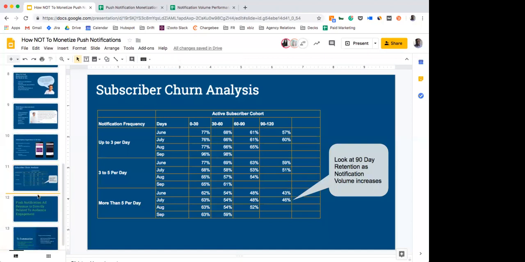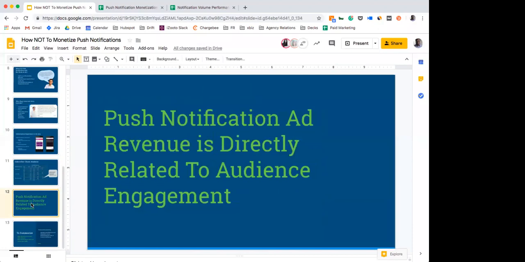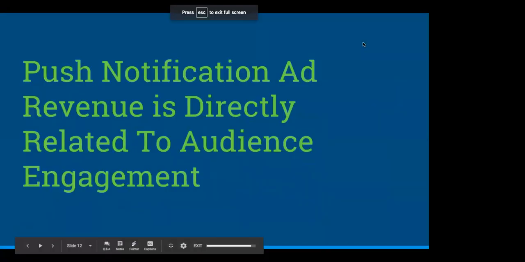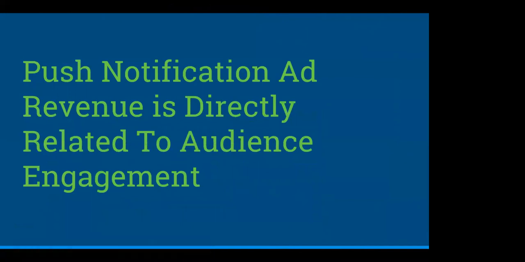What is also important here is to clearly establish the fact that push notification revenue, or push notification ROI, is directly related to how efficiently you are engaging your audience, right? This audience engagement is extremely critical, and what impacts audience engagement is the frequency, the relevancy, and the timing of your notifications.